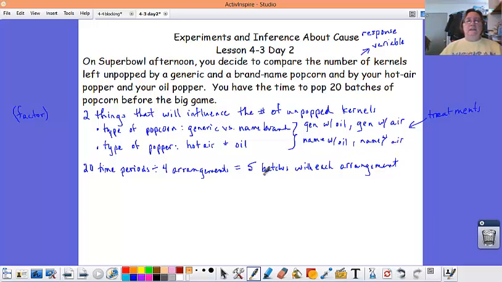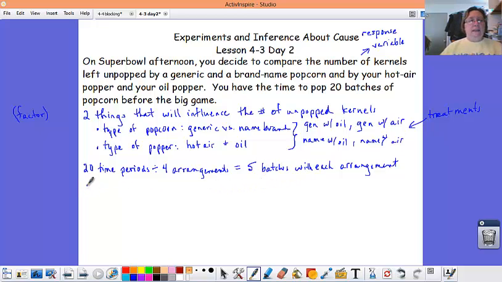That's important, folks. Really, 3 things that have to be in every good experiment, and we've just touched on the first one here, replication. You don't want to just do 1 batch of each and say, voila, I found the answer. You want to verify by doing multiple times. So replication is an important part in any experiment. So 5 batches with each arrangement.